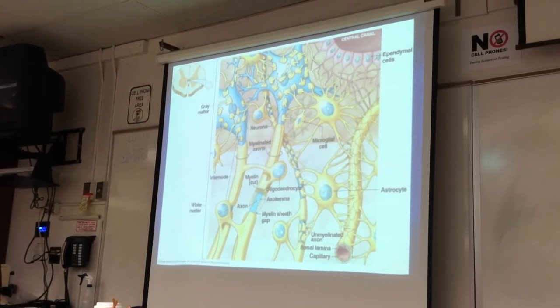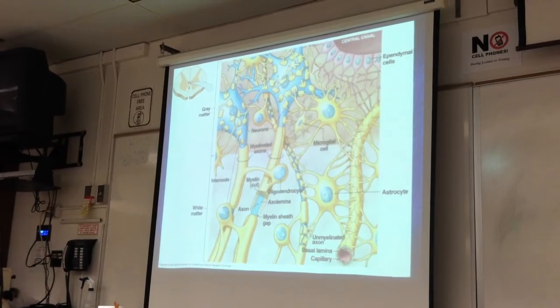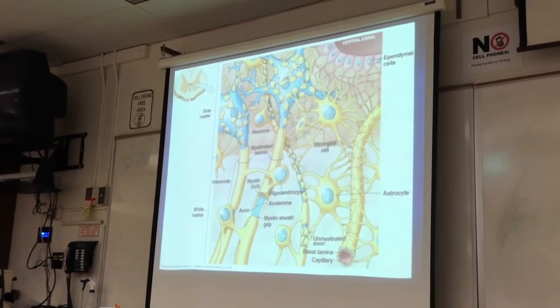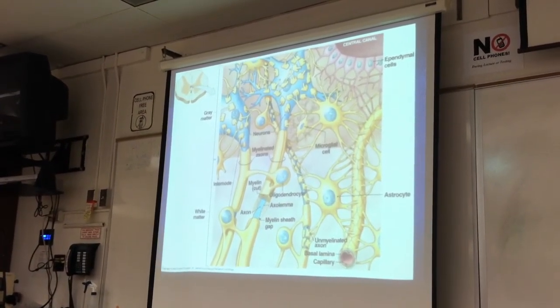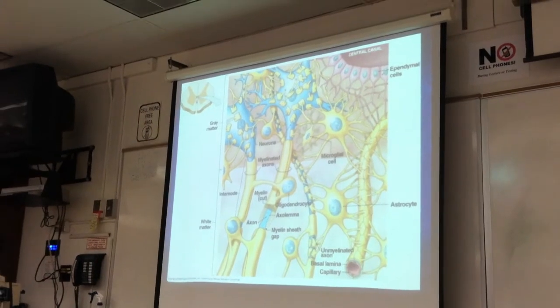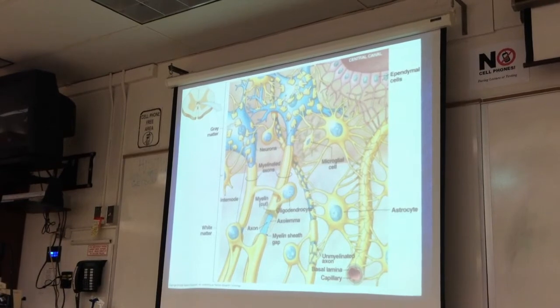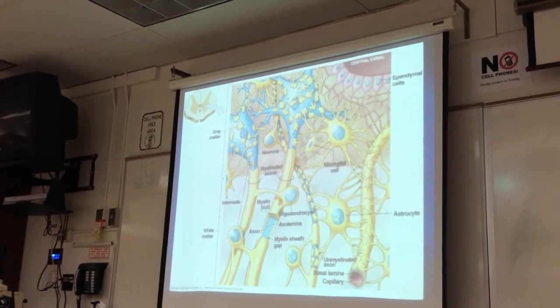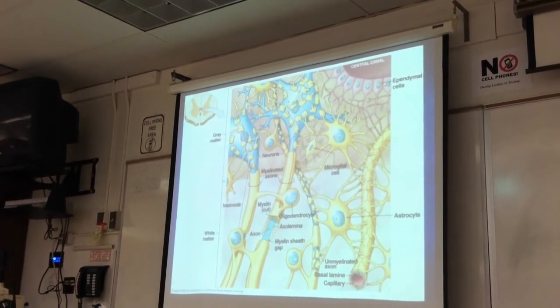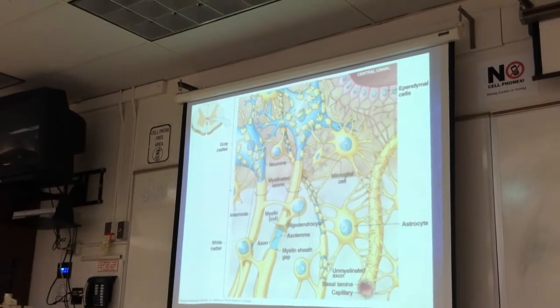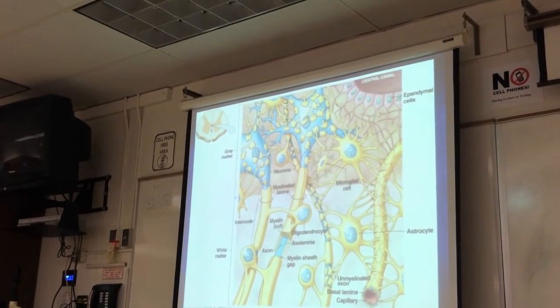Because the neurons do not, stress this, the neurons do not divide. A few years ago, some researchers found an area of the brain where they thought there might be some neurons being made. It's still somewhat controversial as to whether that exists or not. So by and large, let's look at this from a medical point of view.